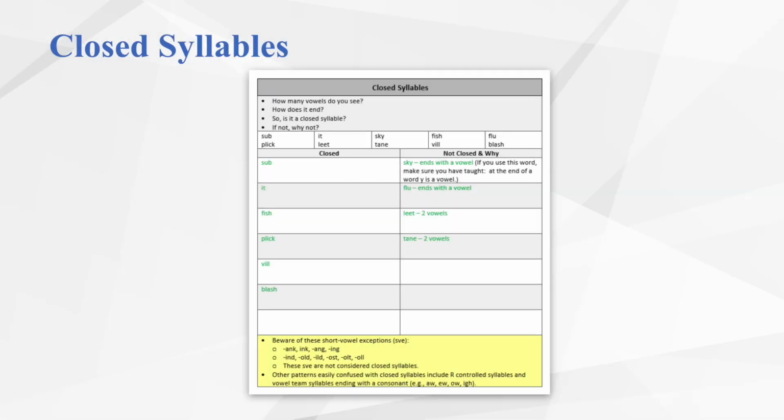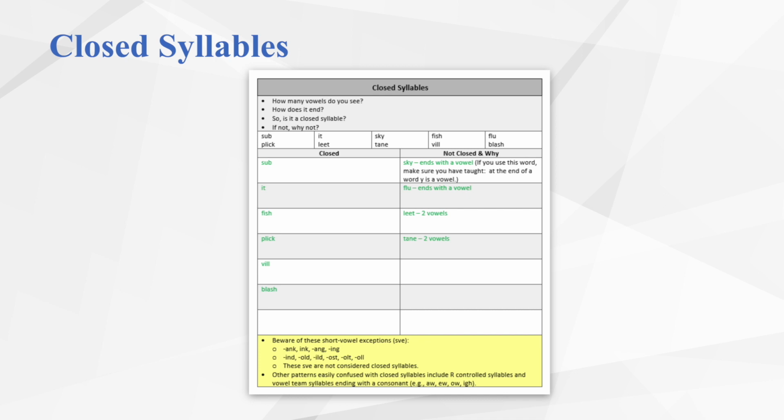All right, looking first at the syllables in the closed column. You should have S-U-B, I-T, F-I-S-H, P-L-I-C-K, V-I-L-L, and B-L-A-S-H. Let's practice pronouncing those because that's what we would need to do with our students. We would read sub, it, fish, plick, vil, and blash.